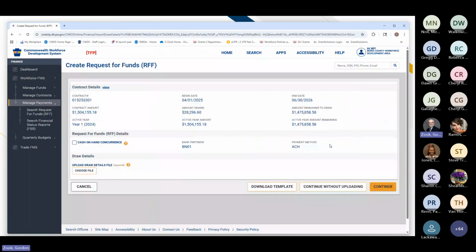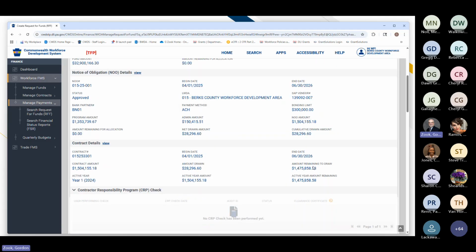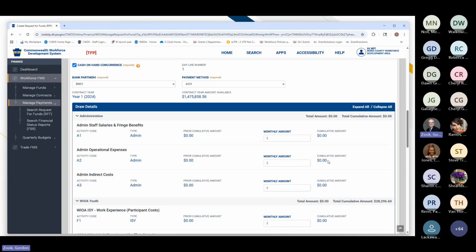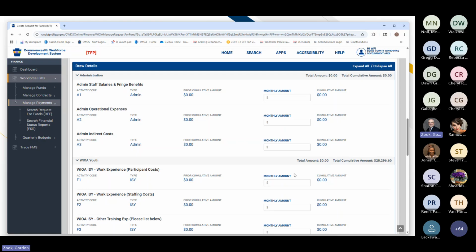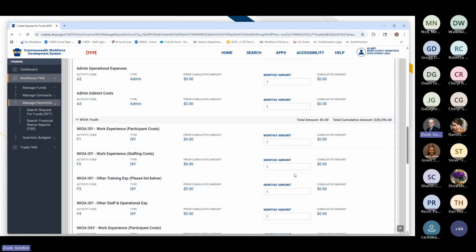Yeah, my system is thinking. Okay, first thing you have to do is, of course, click the cash on hand concurrence, which just means that you're certifying that this draw will not lead to a cash on hand situation, that you need these funds to pay expenditures that you have. Again, you can use a template to enter your information, or you can continue without uploading. And you're going to do just as was done with the FSR. You're going to enter in here the amounts that you need to draw for each of these categories.